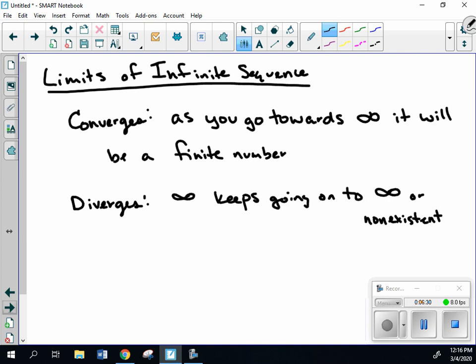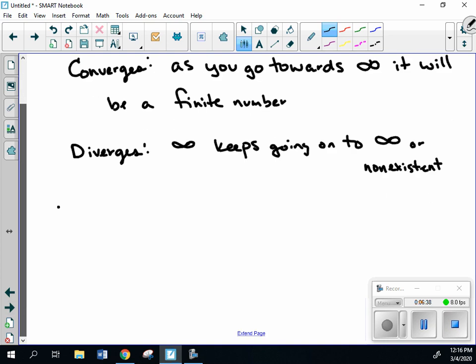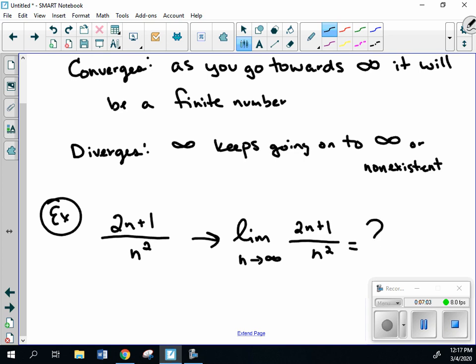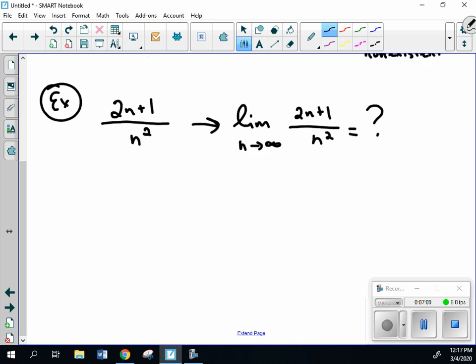Okay, talking about limits. Realistically, we've done limits before, but now we're dealing with it in terms of a sequence. If I were to have (2n plus 1) over n squared, realistically, we're talking about the limit as n approaches infinity of our function here. What is it? That's what we're realistically doing. This is limit notation. It's just been a while since we've done it.